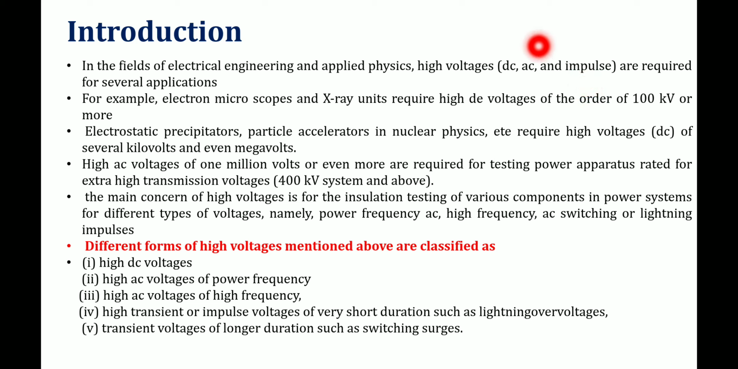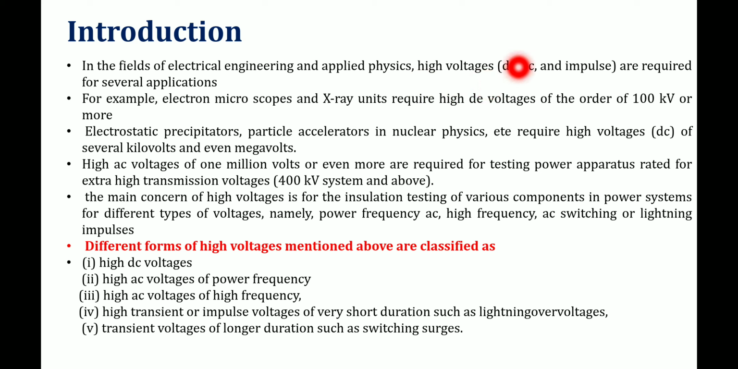These are the different high voltages which are required in several applications, in the fields of electrical engineering as well as applied physics. Let me give some examples where we are going to use these high voltage applications. First you need to keep it in mind.